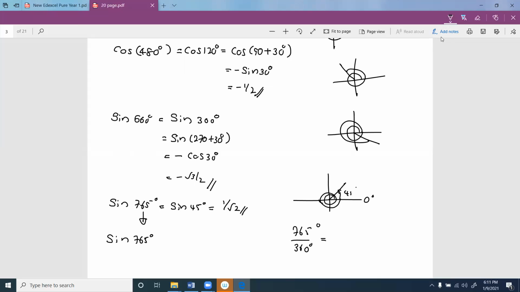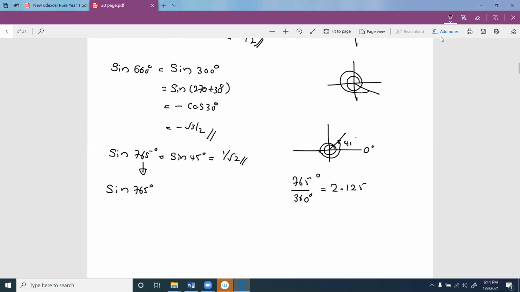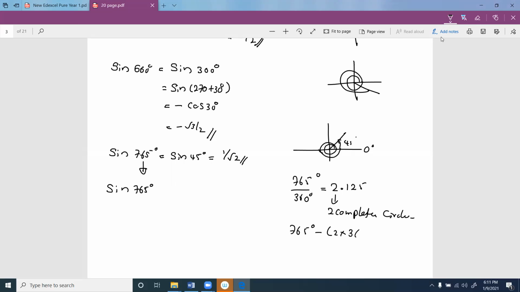Let's do this and see whether you will understand. If you do it, it turns out to be 2.125. That means there are two complete circles. Therefore you can just do 765 minus 2 times one complete circle, which is 360. So 765 minus 720 is 45. That is how I get this 45 over here.